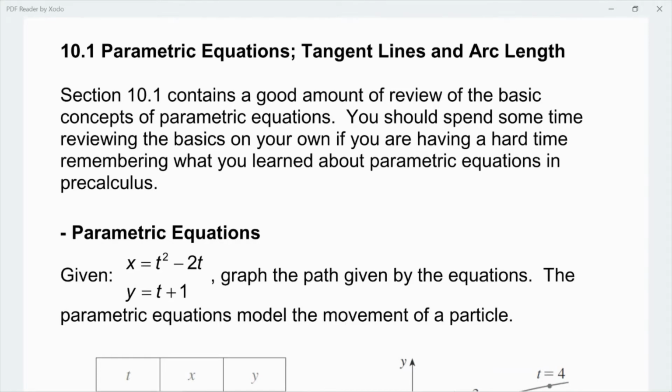This is AP Calculus BC, and in this video, I'm going to talk about section 10.1, parametric equations, tangent lines, and arc length. So in this section, there's a lot of review material, but there's also a lot of material where we're going to start doing some calculus with parametric equations.